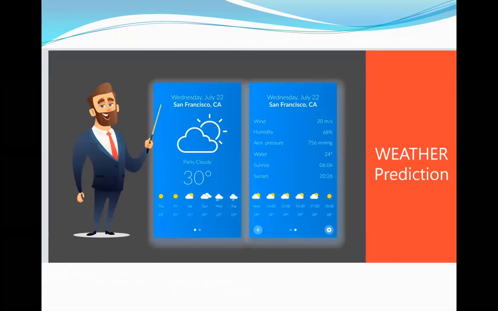And especially this naive Bayes classifier is mostly used for weather prediction also, right? So we have taken the previous data and arranged it in such a way that we take so many features like wind, humidity, atmospheric pressure, water, sunrises, sunsets. These are all the different features taken from the weather report data, right? Based on that, we try to calculate the probability of whether rain is coming or not by tomorrow.